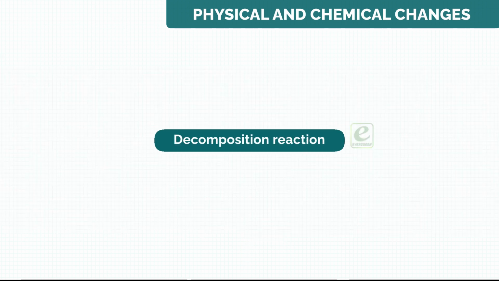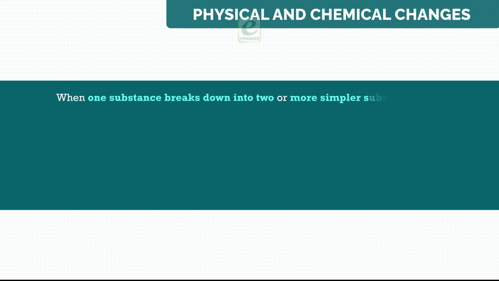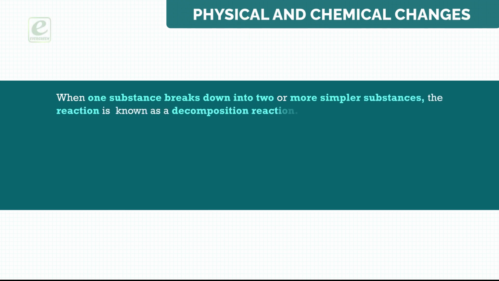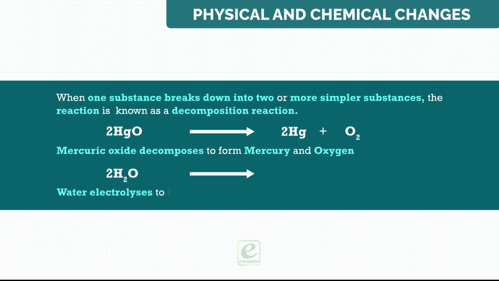Decomposition reaction. When one substance breaks down into two or more simpler substances, the reaction is known as a decomposition reaction. Mercuric oxide decomposes to form mercury and oxygen. Water electrolyzes to form hydrogen and oxygen.